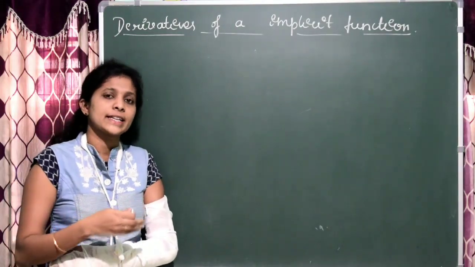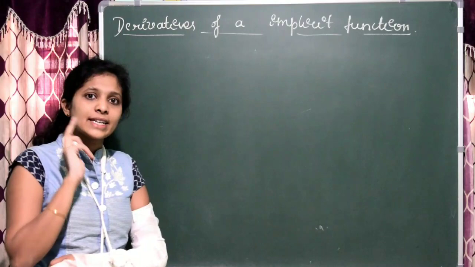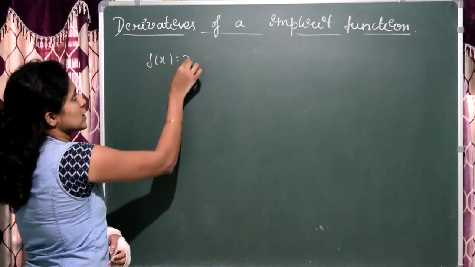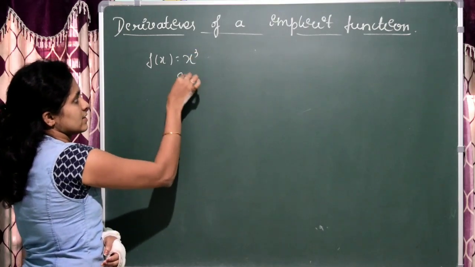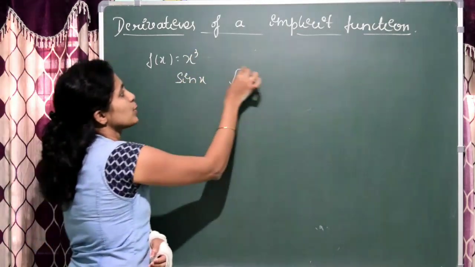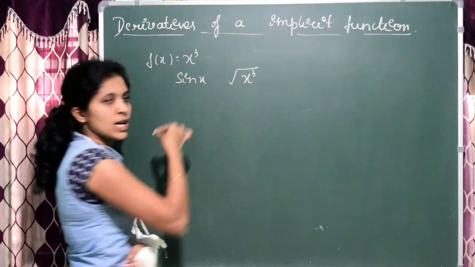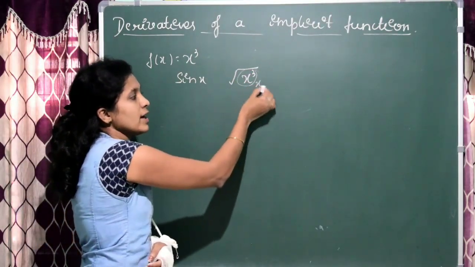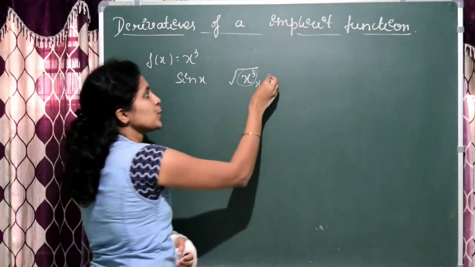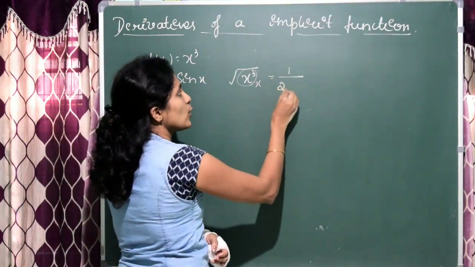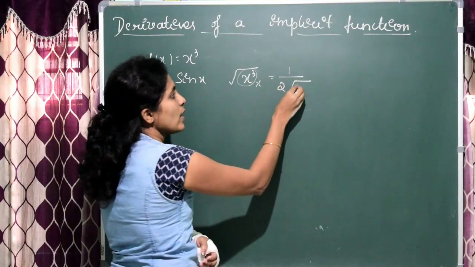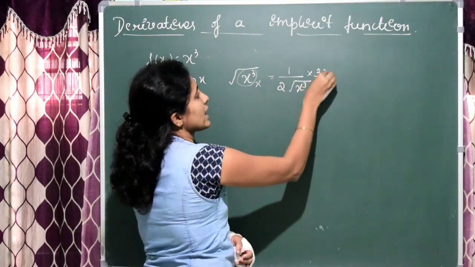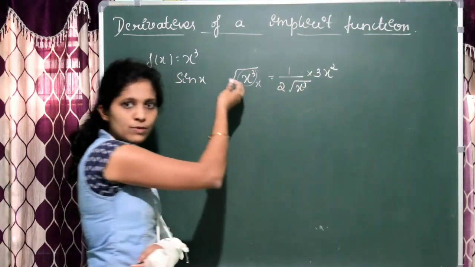So far we are finding the derivatives of a function which contains only one variable. For example, f of x equal to x cube or sin x, right? Or derivative of the square root of x cube. What you have to do? Derivative of root x is 1 by 2 root x. So this will be 1 by 2 root x. In the place of x we have x cube, then we find the derivative of x cube. It will be 3x square. Right? Such problems we have solved.